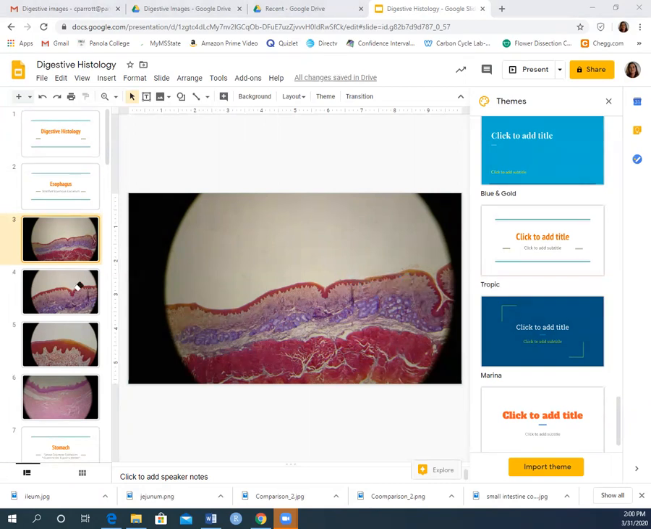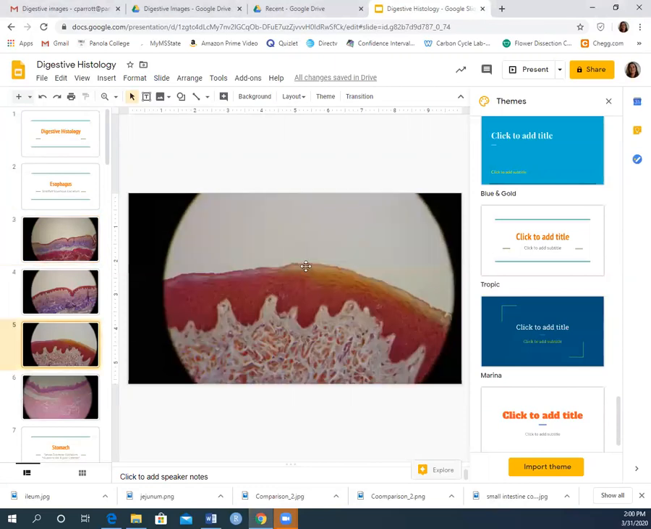Okay, we're going to look at another one. This one is zoomed in a bit more, and you can see a lot more of that stratified squamous epithelium. That's the only thing you're looking for in the esophagus. The reason you have tons of stratified squamous epithelium is because this is an area that's going to have a lot of friction, with all that food scraping down and sliding down that tube. Does that make sense?